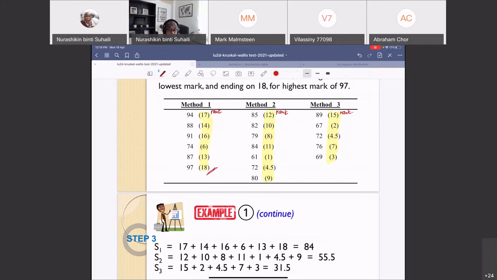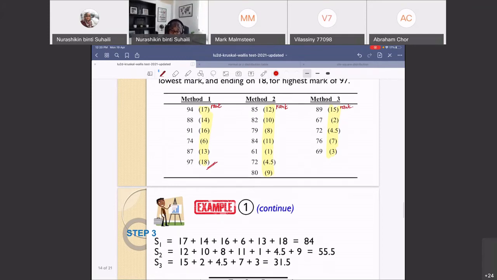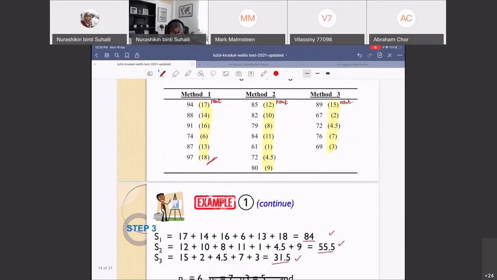So that's why you have to label the ranks nicely, maybe differentiate them from the actual data in order to avoid confusion. Because in the test, maybe you are rushing, and then you see the wrong values and find the wrong sum values. Okay, so you have to find the sum of the ranks. That's why it's called the sum of the ranks. It's not the sum of the data. You should get the value for each sample, like this one, and this one. So that is step three.